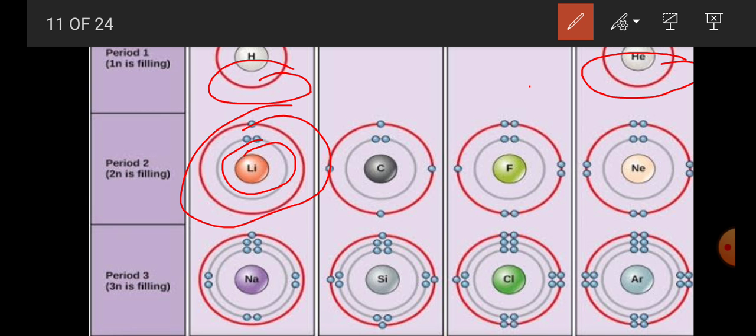Then period number 3 means that all the elements in period 3 have three shells, like you can see, the first one, second one, and the third one. So we know that the period number represents the number of shells. And the second thing is that all the elements present in the same period have the same number of shells.